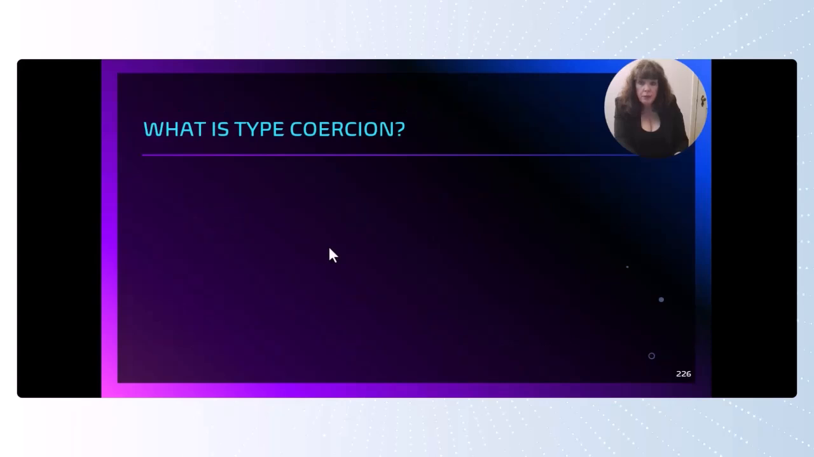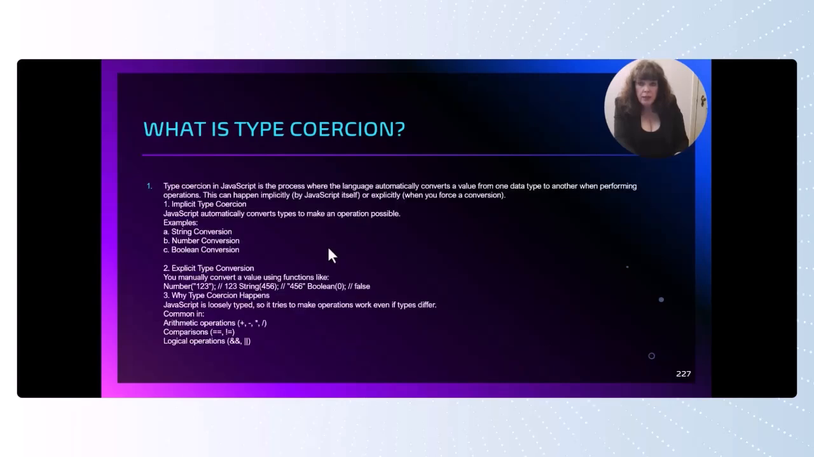What is type coercion? You can do implicit or explicit type conversion. It can convert between different types of variables, like a string to a number or to a Boolean. You can change the type of it.